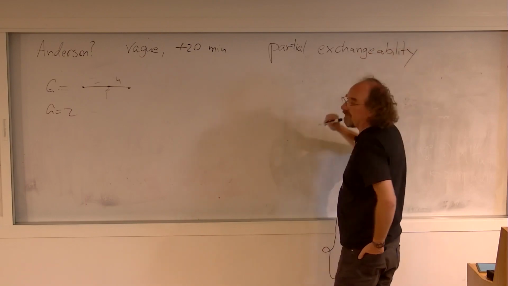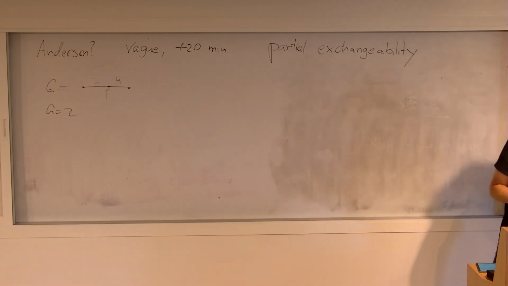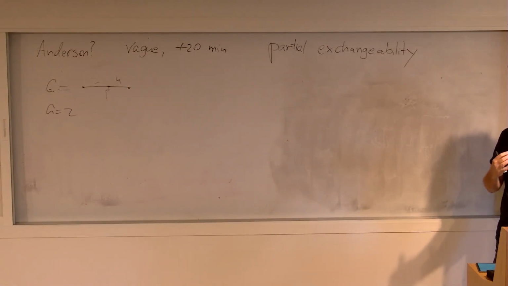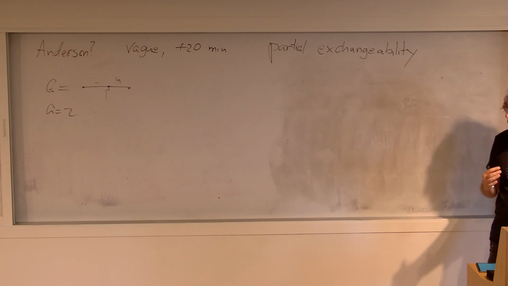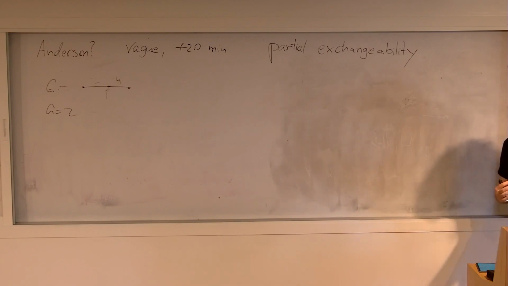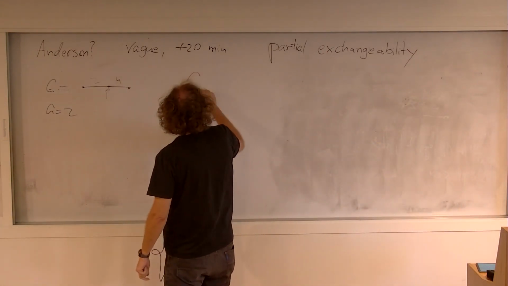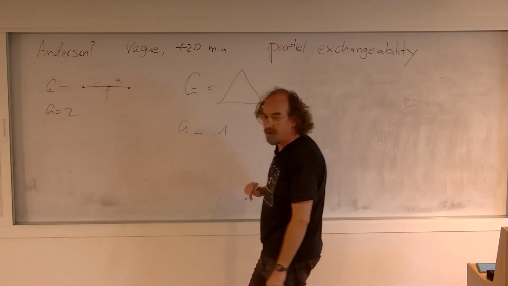What is partial exchangeability? When do we say about a process that it is partially exchangeable? We say that when the probability to traverse a given path depends only on how many times you traversed each edge. Let's see an example. Suppose our graph G is just a triangle and A is 1.